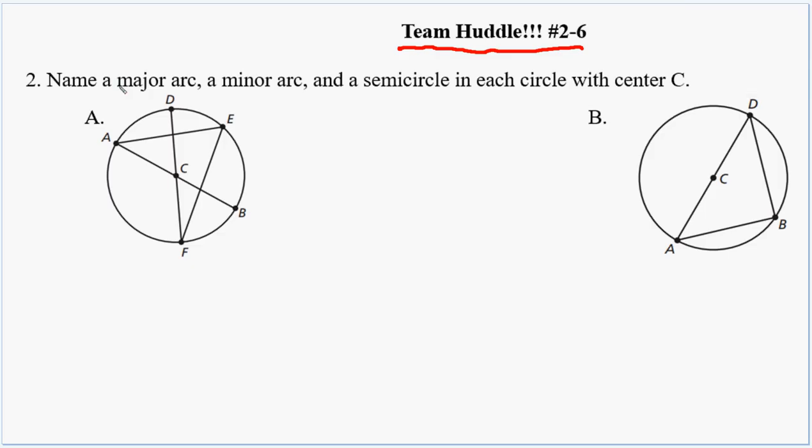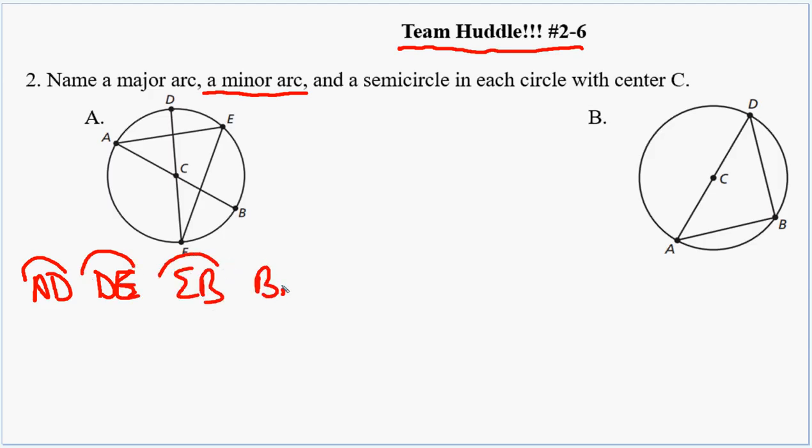All right, let's see what we got here. Let's start with the minor arcs on this one on the left. I see a bunch of them. AD, DE, that's supposed to be an E. EB would be minor. BF would be minor. AF, yeah, and that'd be all of them.